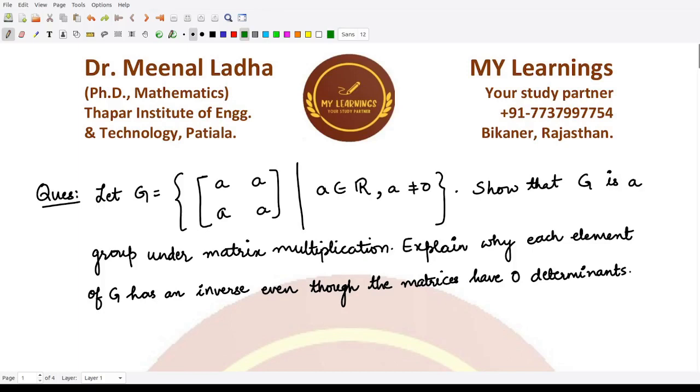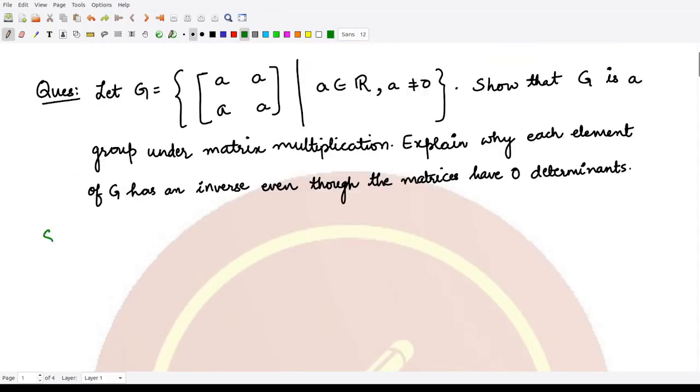Another thing that we have to explain is why each element of G has an inverse even though the matrices have zero determinant. Clearly you can see the determinant of this matrix is 0, but they are saying this matrix possesses an inverse. Why is that so? So let's see the solution for this. First of all, we'll be proving that G together with matrix multiplication forms a group. We need to show this.